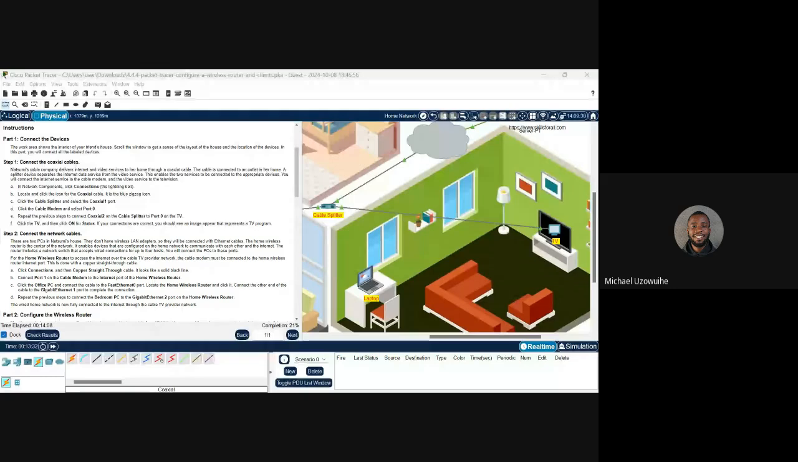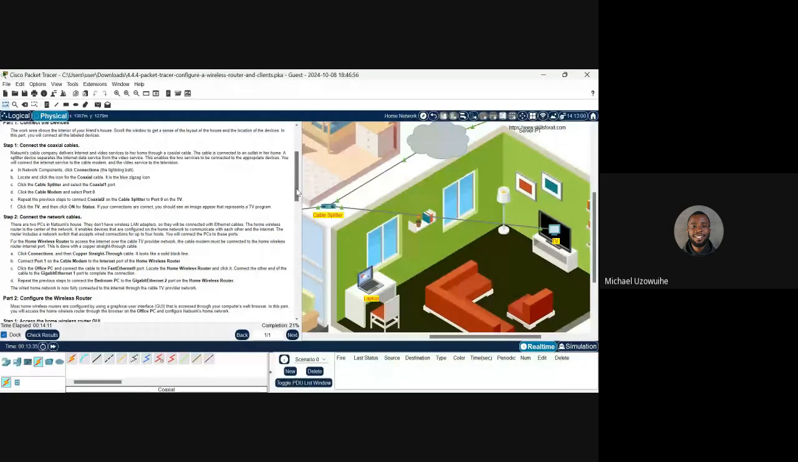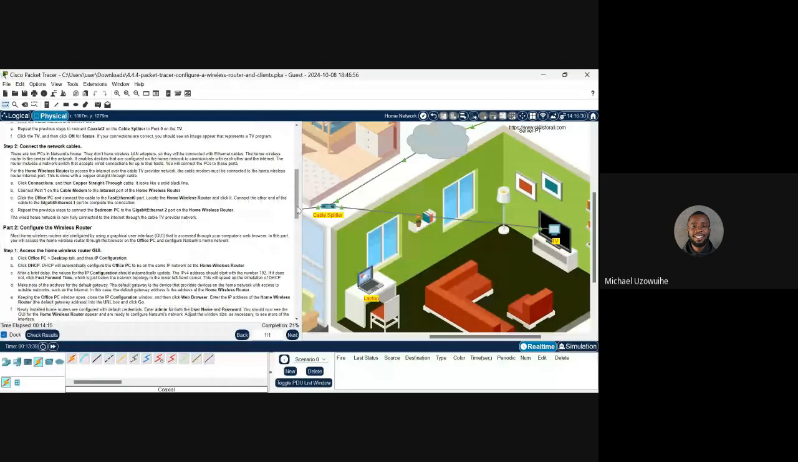Our completion rate has gone to 21%. So there are two PCs in this person's house. We don't have wireless LAN adapters, so they will be connected with the internet cables. There are various types of cable depending on the devices. So now we want to connect the Ethernet cables.